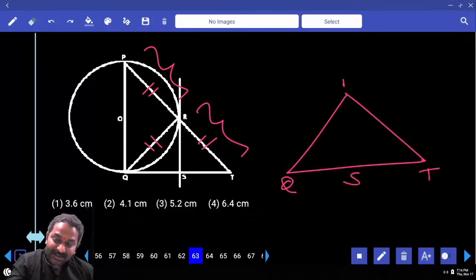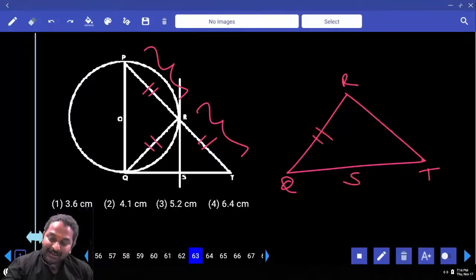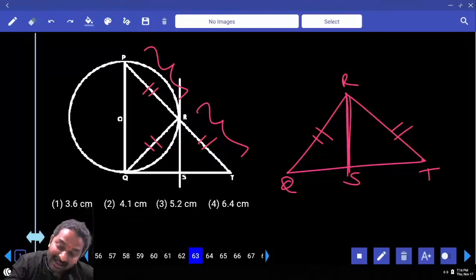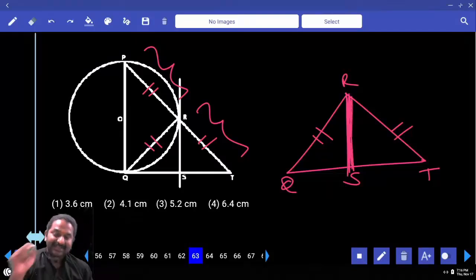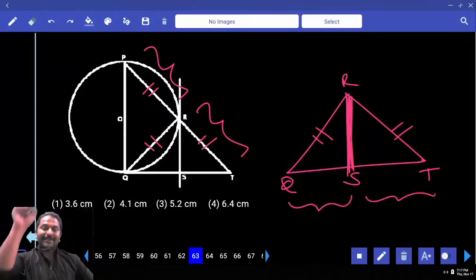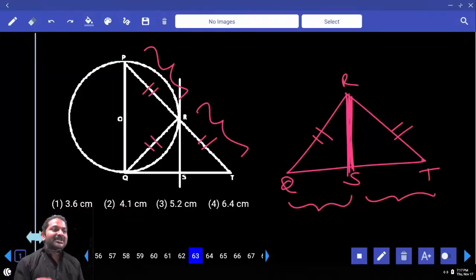Now consider the base triangle QST and here we have R. QR is equal to RT. Agreed? And if you draw a line RS, which is again a common side, then from that QS and ST both must be equal. So the sum of two sides is equal to 8.2, each must be equal to half, 4.1. That's it.